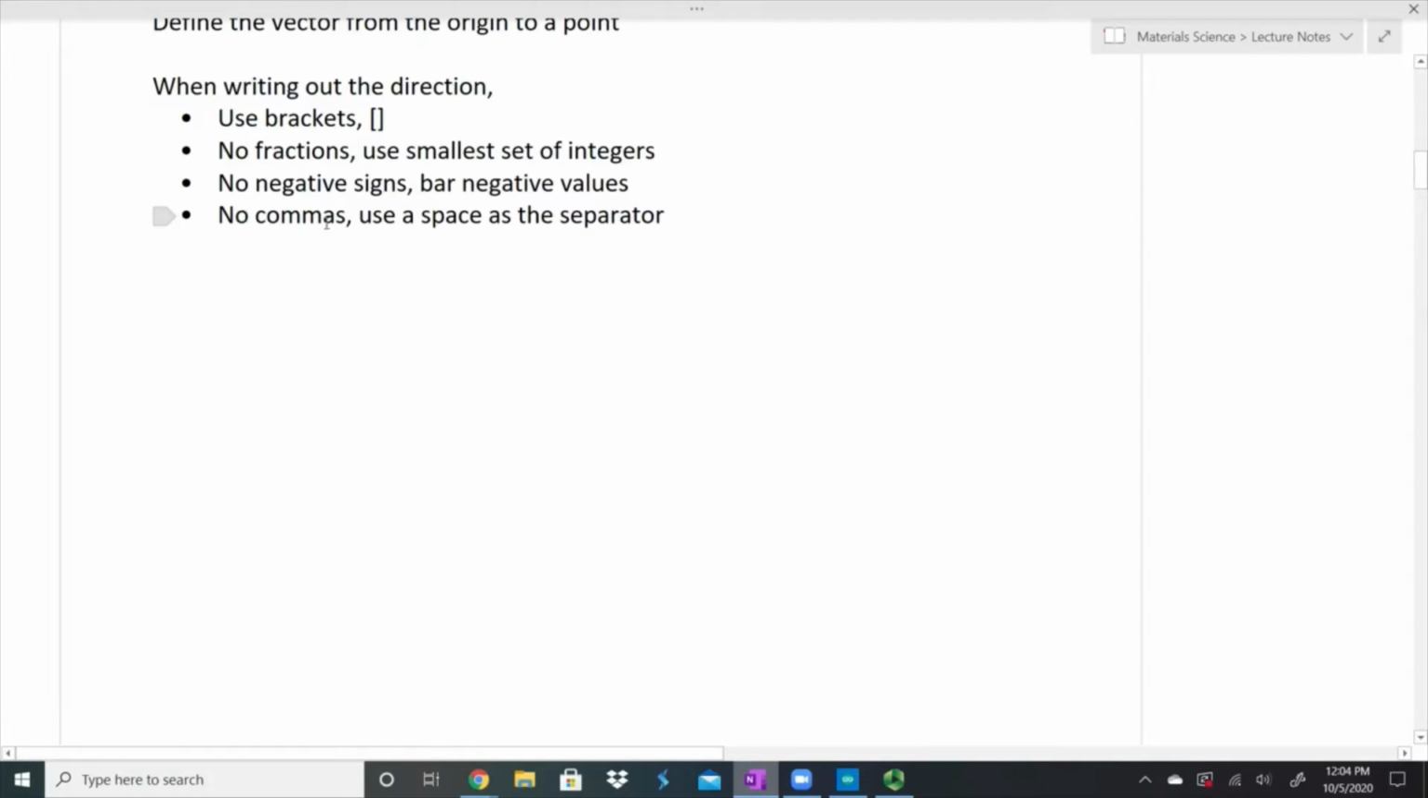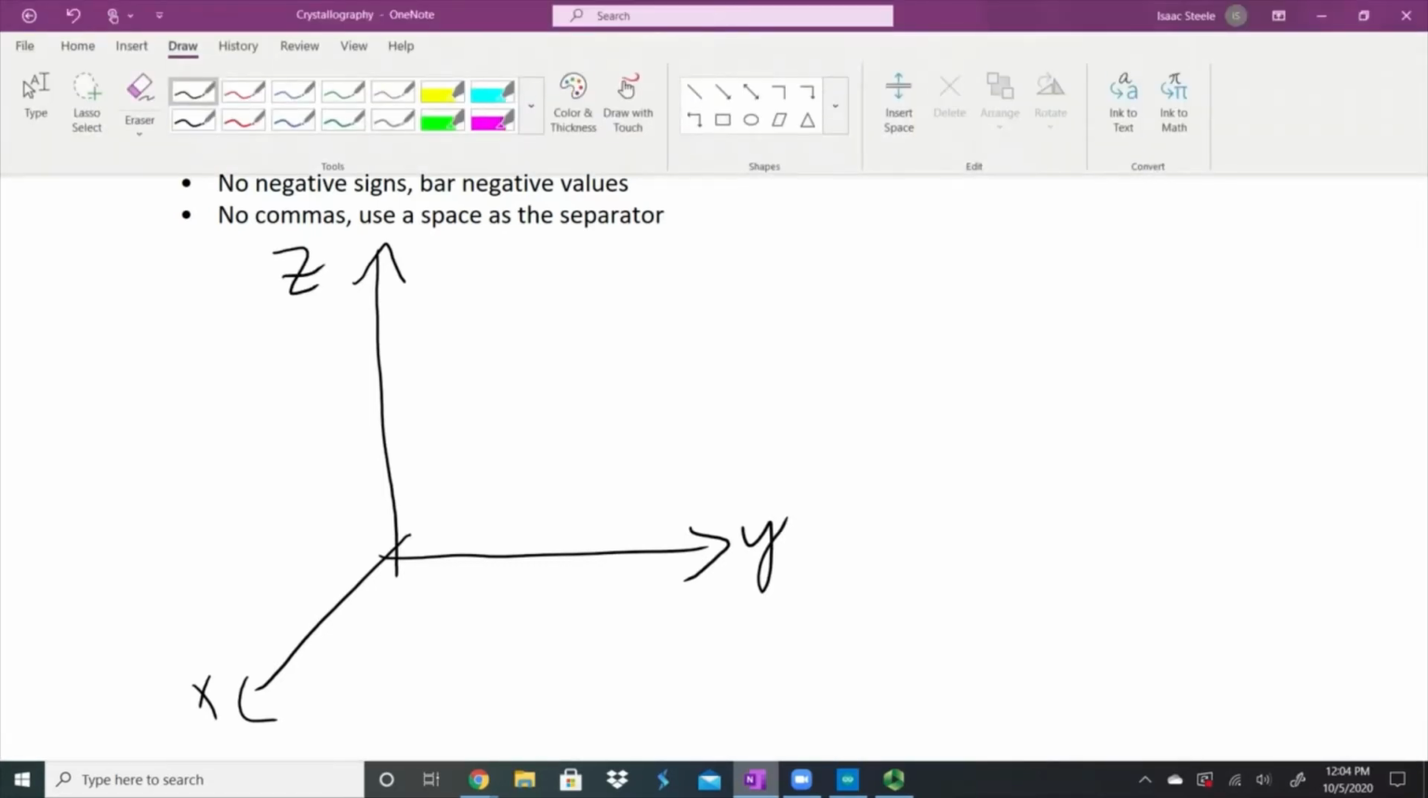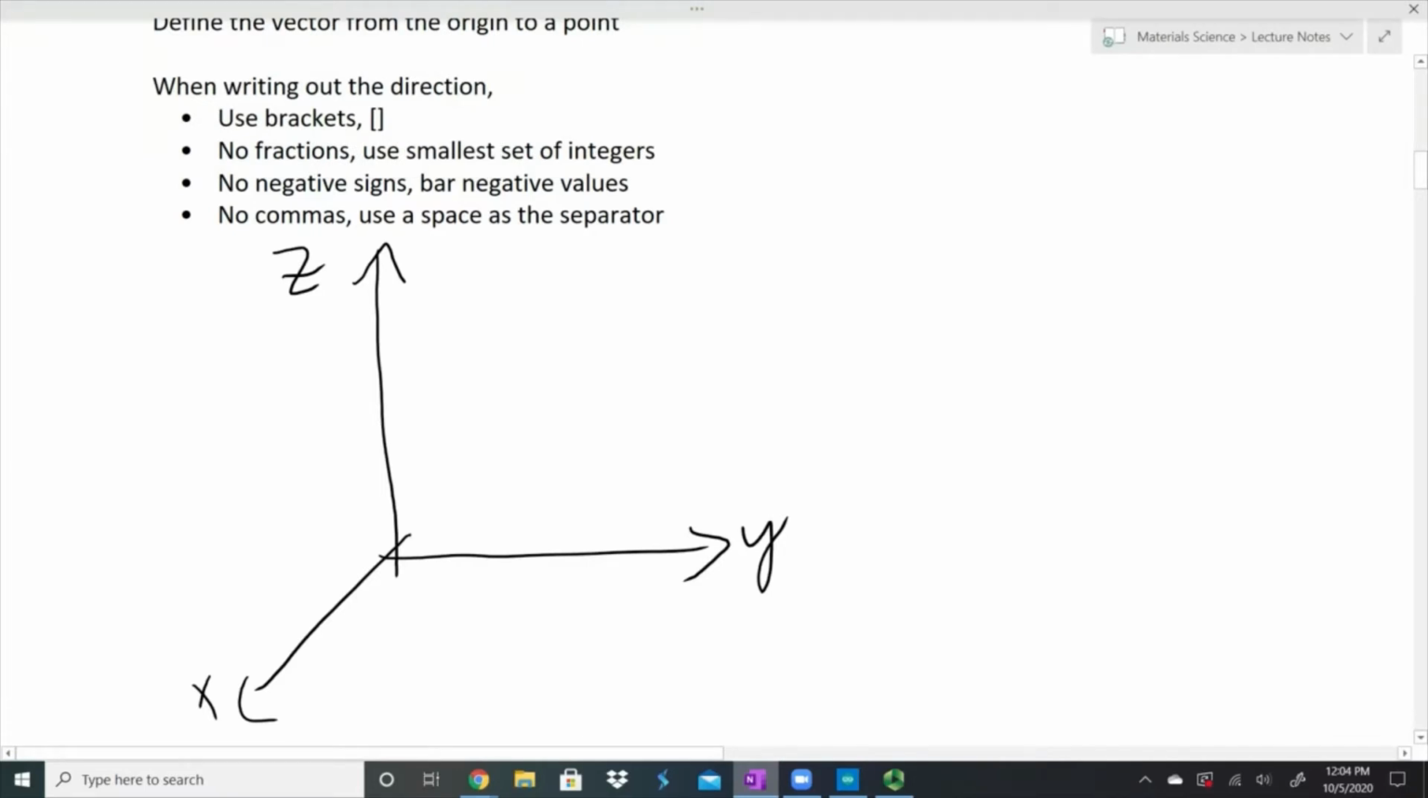We're not going to use commas here. Instead, we're just going to make sure that there's a space, and that space is going to be used as a separator. So I'm going to go ahead and draw a coordinate system again. We're going to do our x, y, and our z. I'm going to put a unit cell on here. Here's our x, here's our y, our z. We'll put a cubic system unit cell in here, and that's just going to help us to be able to visualize what's happening so that we can see.